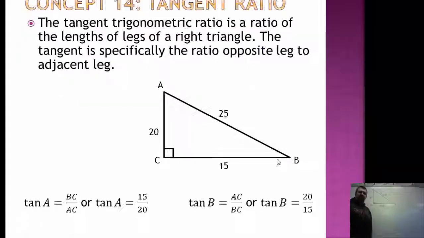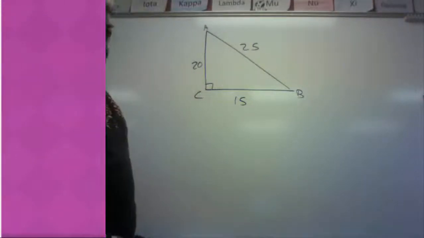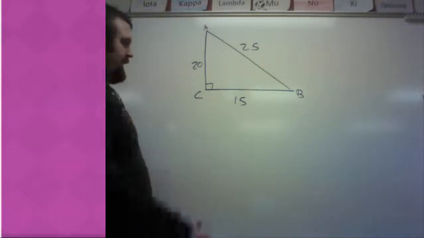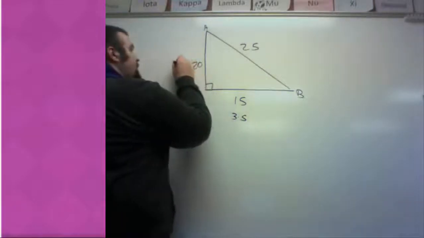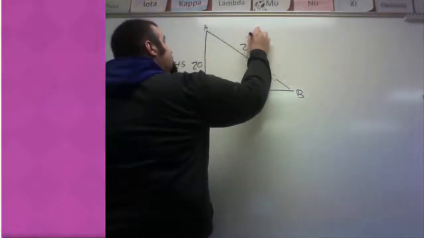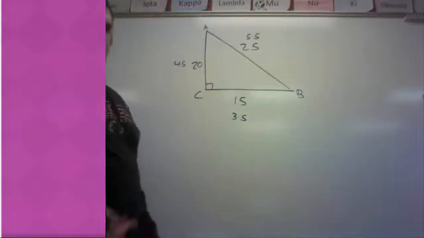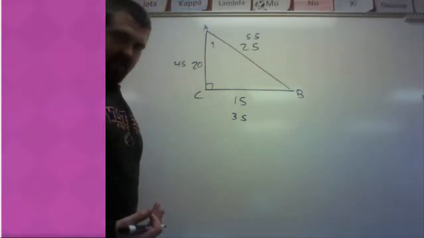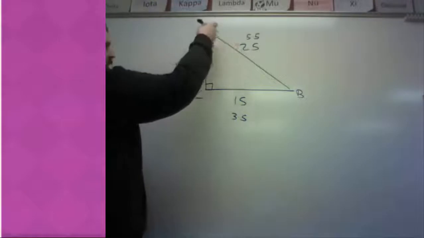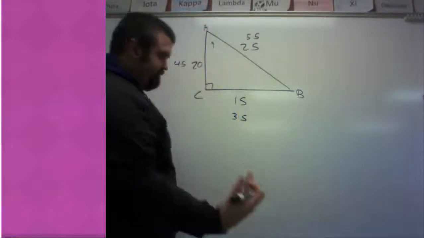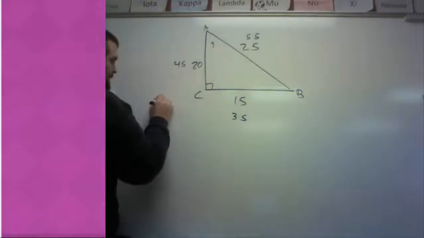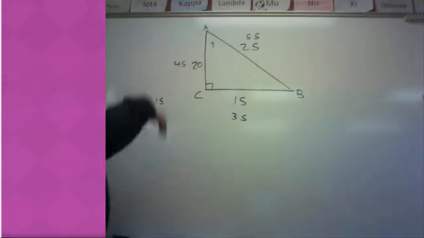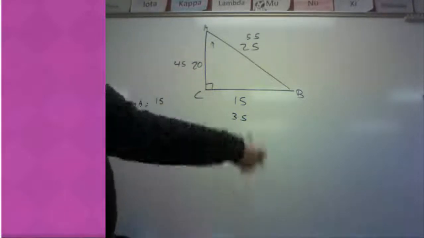Now, for those of you that have gotten really good at 3, 4, 5, 5, 12, 13, 7, 24, 25, and 8, 15, 17 triangles, you should almost notice right away that this is a 3, 4, 5 right triangle. Now here's the thing. This angle here, the ratio of the opposite leg and the adjacent leg. So I'm looking at this angle, the opposite leg is the one across, opposite. So if I look here, what if I said 15? So we're talking about the tangent of A here. That's 15 across. Now the adjacent leg ends up being 20.